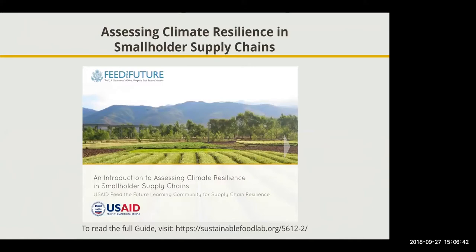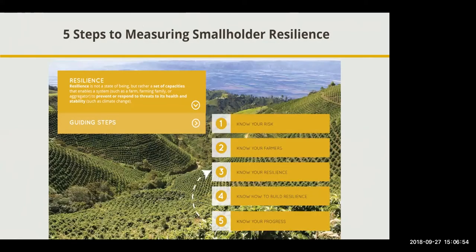Hearing that, and in collaboration with the Feed the Future Alliance for Resilient Coffee, the Food Lab and Root Capital created an introduction to assessing climate resilience in smallholder supply chains. This document guides companies through a 5-step process of how a company can approach measuring supply chain resilience at the farm and cooperative level, and how using those results can help them to build more resilient supply chains.